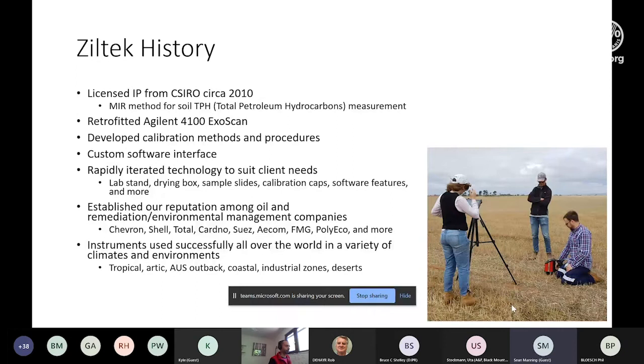Instruments have been used all over the place. In the tropics, we've had a very major project going on in Indonesia for the last few years, cleaning up some horrific Chevron crimes. So that's in very peaty tropical soils. We've had instruments used in the Arctic. We've got a lot in the Australian outback, some coastal areas, lots of industrial zones, especially around France, and deserts like in the Middle East.